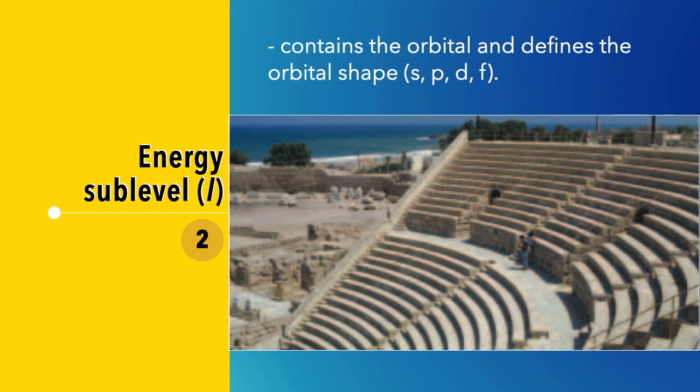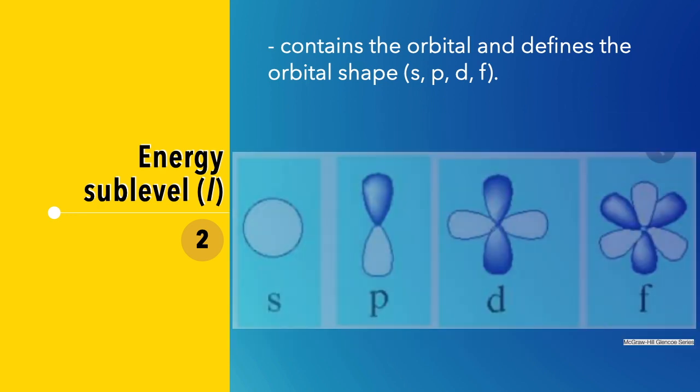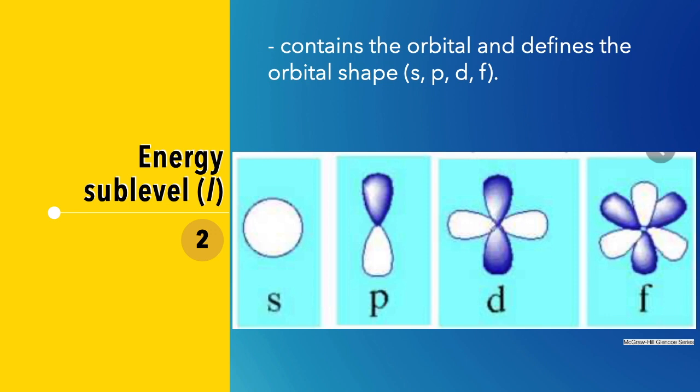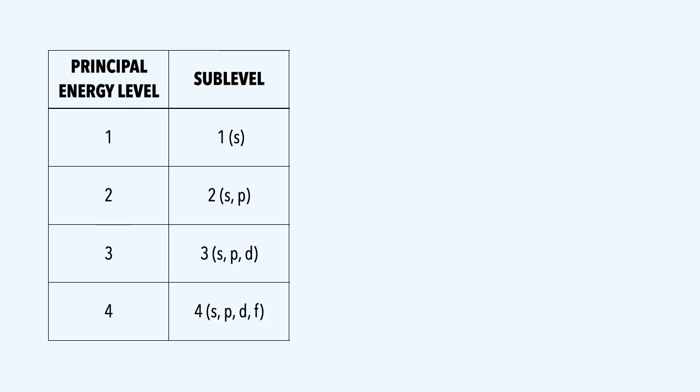Maihahalintulad natin yan sa mga upuan sa isang teatro na habang papalayo tayo sa stage, mas marami ang available seats. Ito naman ang shape ng ating energy sublevels. Ang S ay spherical, ang P ay parang dumbbell, ang D ay parang 4-petal flower, at ang F naman ay parang 6-petal flower. Sa pagpapatuloy ng ating table, nailagay na natin yung sublevels corresponding to the principal energy level.